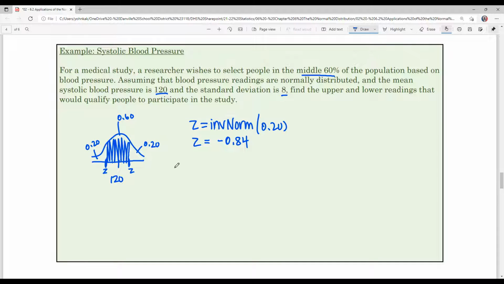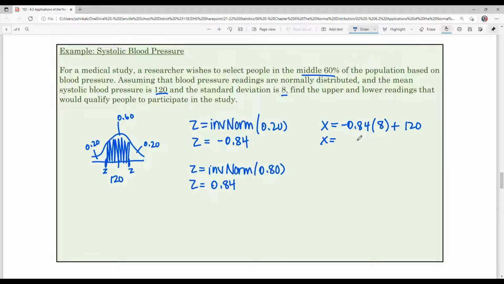Then I want to find the z-score on the right-hand side. So I'm going to inverse norm, and I want the area to the left of that z-score. Well, I've got this middle 60% and the leftover 20%, so that's 80%. When I inverse norm, I get a positive 0.84. So now I have what my two z-score cutoffs are. I need to now find what the actual values are. So this is where I'm going to use my x equals formula by taking the number of standard deviations, negative 0.84, multiplying by how big a standard deviation is, which is 8, and then adding the mean, which is 120.